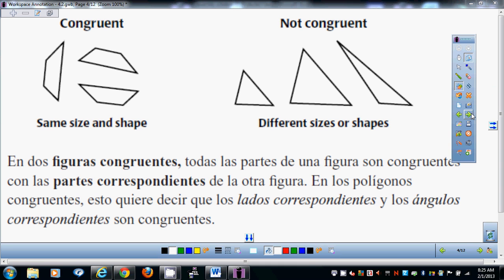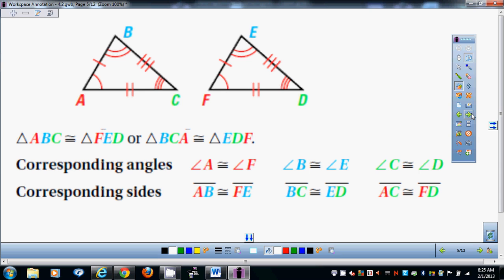Okay. Now, here we go. These two triangles are congruent. Notice, we have a 1 dash side, a 1 dash side. 2 dashes, 2 dashes. 3 dashes, 3 dashes. 1 loop, 1 loop. 2 loops, 2 loops, 3 loops, 3 loops. Everywhere you see the same thing, those pieces are corresponding. You're right, they are congruent, and they correspond to the other shape.